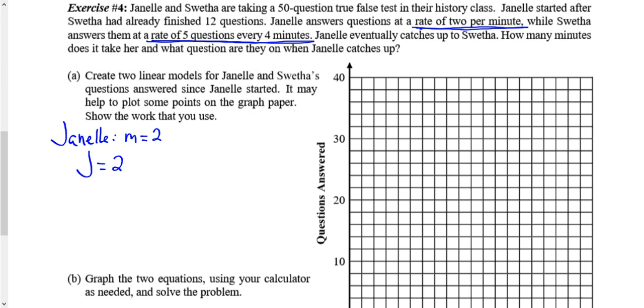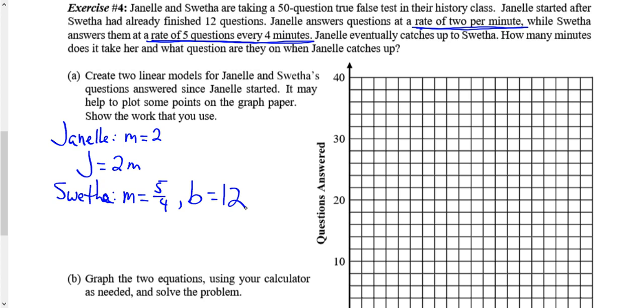They're going to use M, not for slope, but for minutes, like instead of x, okay? And of course, she starts at what? 0. All right. Now Swetha started at 12. What is Swetha's slope? 5/4. Now she has a y-intercept of what, Tegan? 12. 12 questions already answered, right? And by the way, what's Janelle's y-intercept? 0, right?